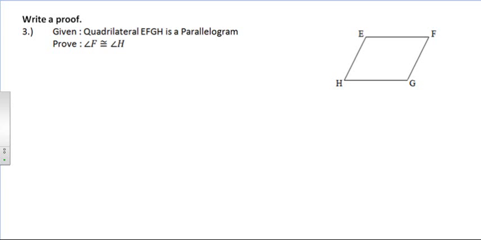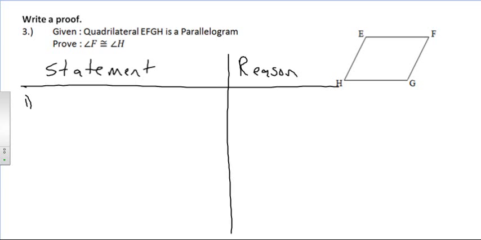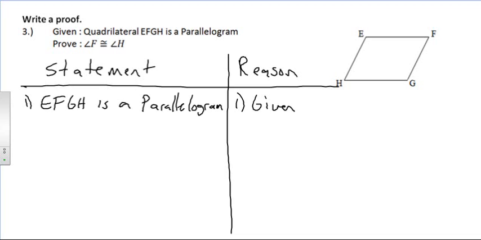Well, like we would with any proof, we're going to start by writing out our given. We were given that EFGH is a parallelogram. From there, what can I say? Well, we know by the definition of a parallelogram that when something's a parallelogram, its opposite sides are parallel to each other. So I can say that EF is parallel to HG and EH is parallel to FG.